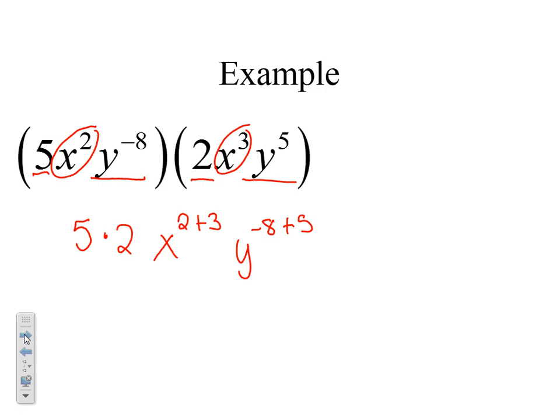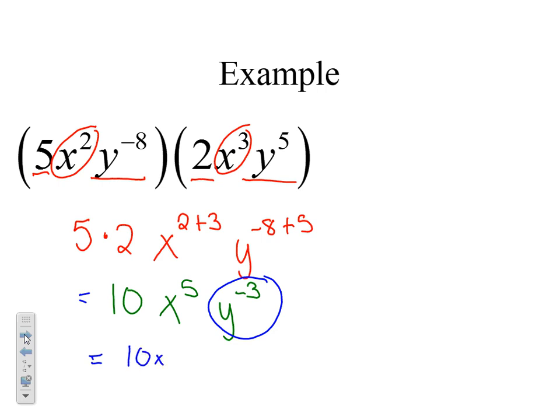Simplify this. 5 times 2 is 10. This is going to be x to the 5th, y to the negative 3. Now I can't have negative exponents, so it's in my numerator. I need to move it to my denominator. So this is going to equal 10x to the 5th all over y cubed.